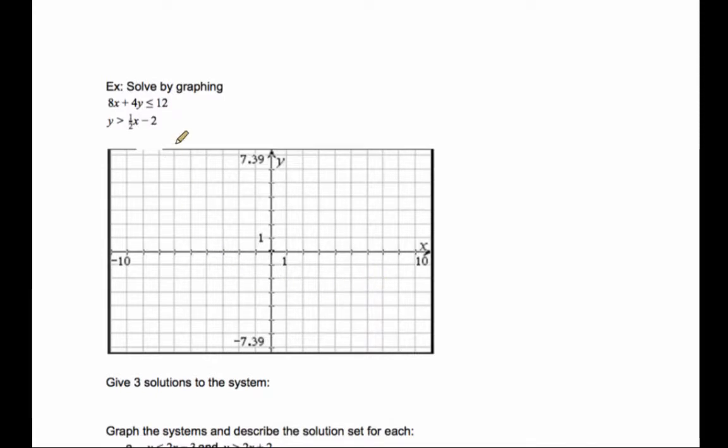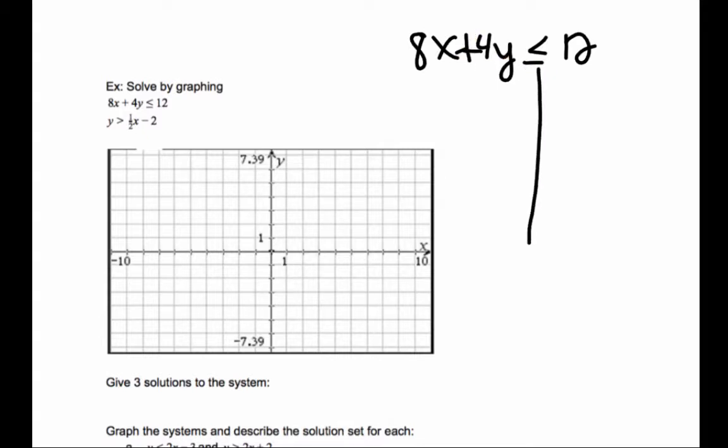All right, so we're going to solve this by graphing. Notice the first one is in standard form. So here we go. We are going to write this into slope-intercept form. We got this. You got this. You should be able to pause the video and do this on your own.